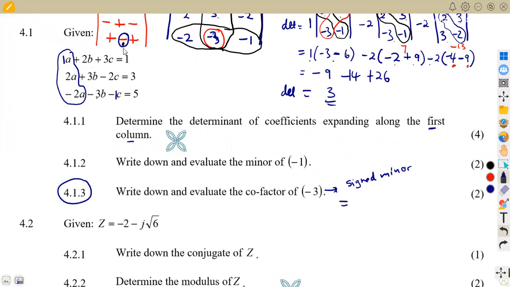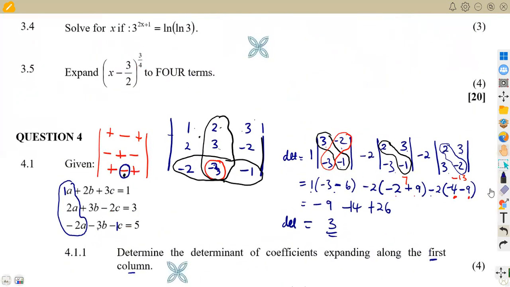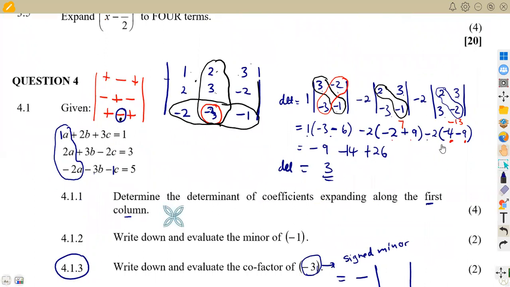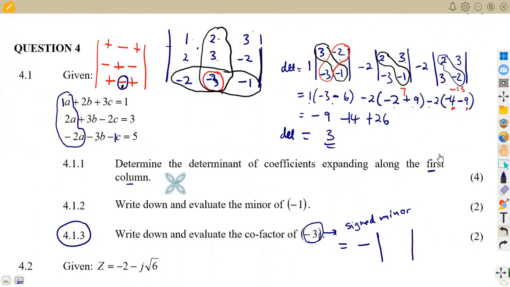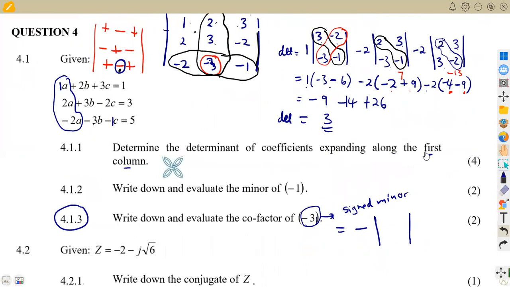So -3 is going to be affected. We say the sign there, it's minus. Then we find the determinant where we have closed the row and the column where we have -3. So we saw that if we close -3, the row and column will remain with 1, 3, 2, and -2. So those are the numbers that you're going to remain with.